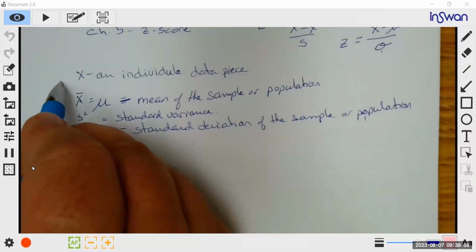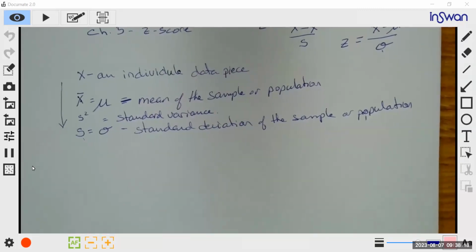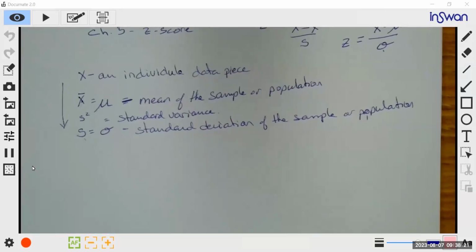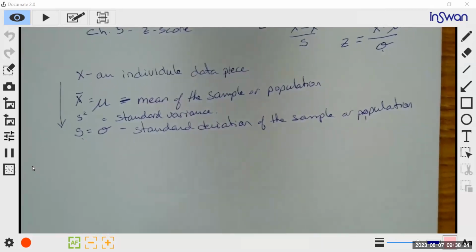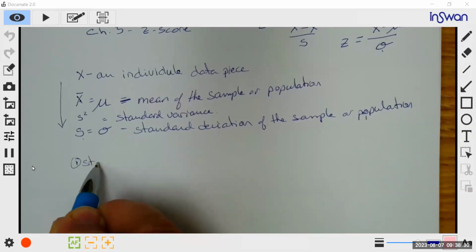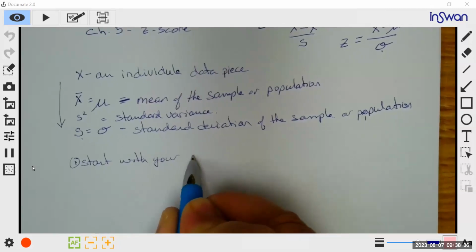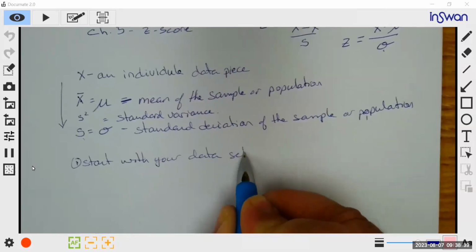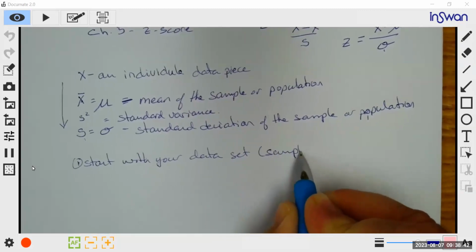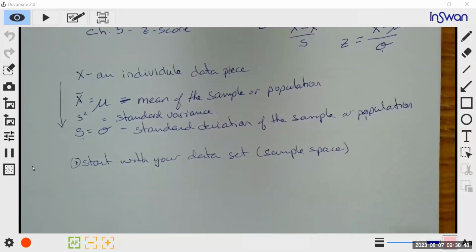So basically, this is the direction we go when we start finding these things, and we'll discuss what they are looking for, what they prove in a second. So first, you start with your data set, or what we call the sample space. Remember, the sample space is all your data in as simplified form as it can get.